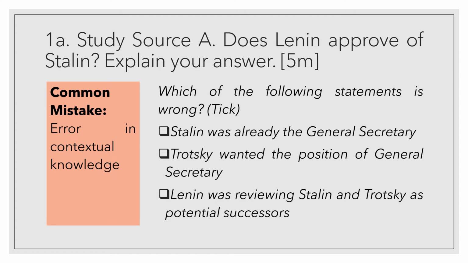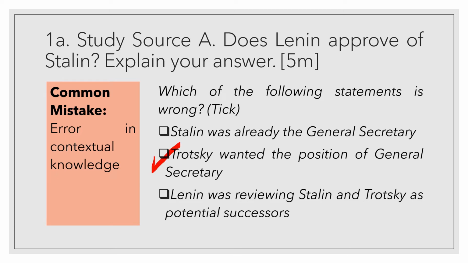Stalin was already the general secretary. Trotsky wanted the position of general secretary. And the third statement, Lenin was reviewing Stalin and Trotsky as potential successors. Which of the following is wrong? Okay, by now I hope you made the decision and you chose the second one as the wrong statement.